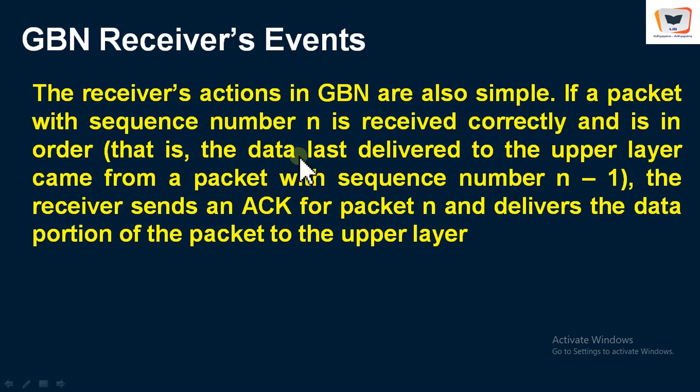If a packet with a sequence number n is received correctly and it is in order, then the receiver sends an ACK for the packet and delivers the data portion of the packet to the upper layer. A very important point to be observed over here is that each and every packet will be sent to the application layer if and only if it is arriving in order, number 1, and it is not corrupted. If the packet is corrupted or out of order, then the acknowledgement for the previously received correct packet will be sent back.